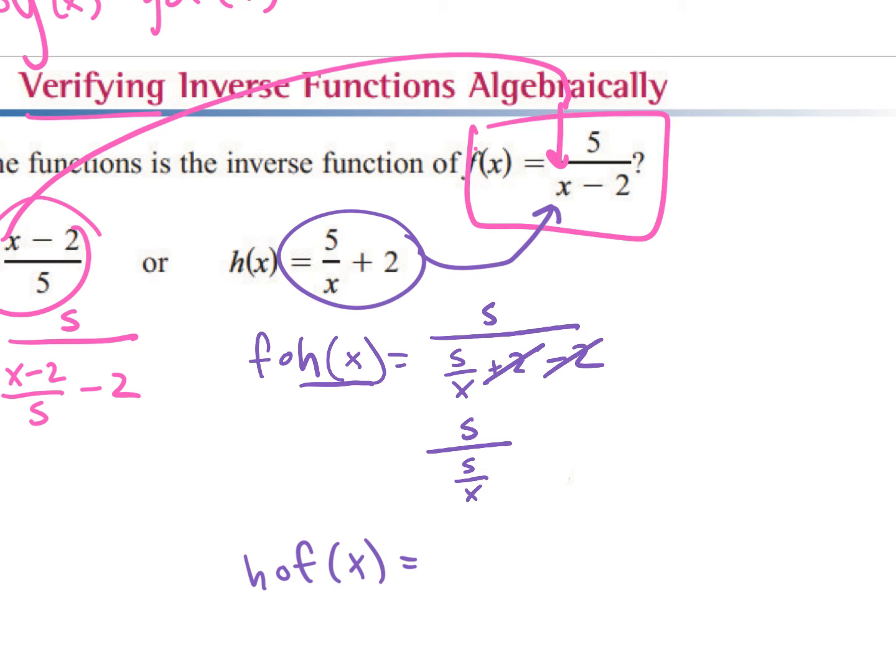Whenever we have a fraction inside of a fraction, we keep the top, change to multiplication, and flip the fraction. So 5, we're changing to multiplication and flipping the bottom fraction. I'll make a dot instead of an x so we don't get confused. 5 times x over 5. Now since I'm multiplying by 5 and dividing by 5, they'll cancel. And then I'm just left with x, which is exactly what we wanted.